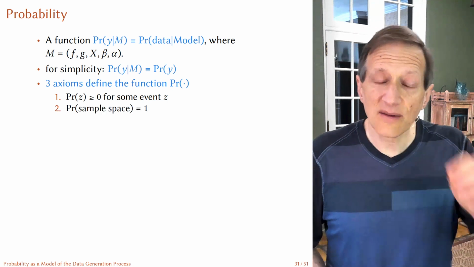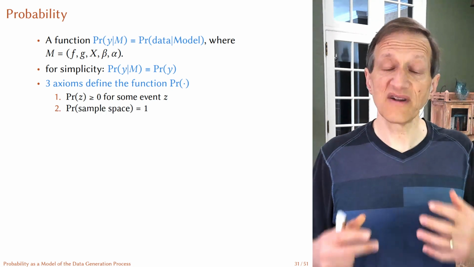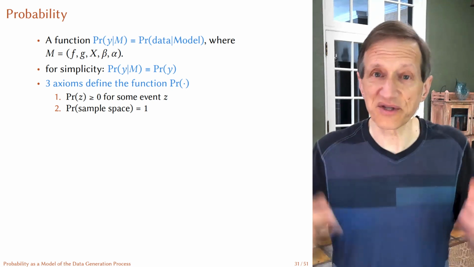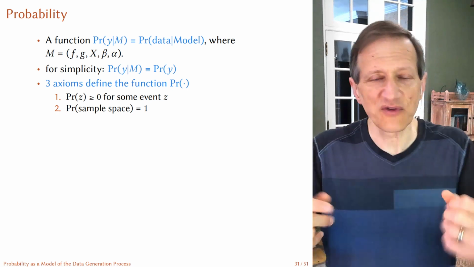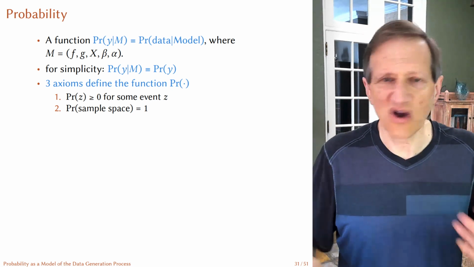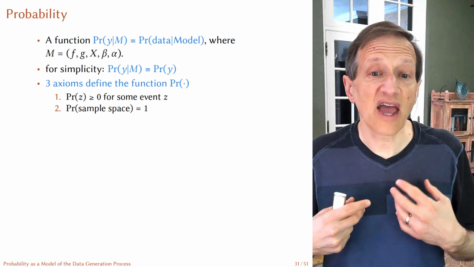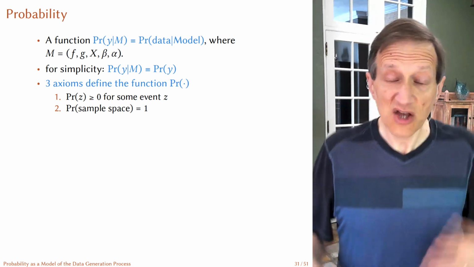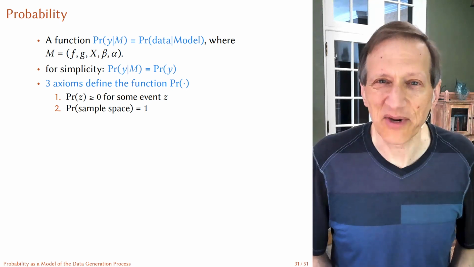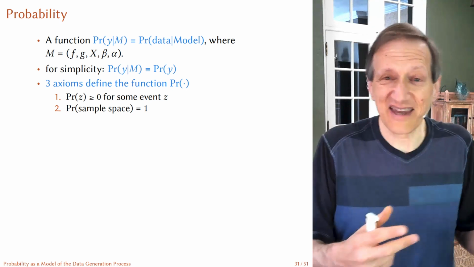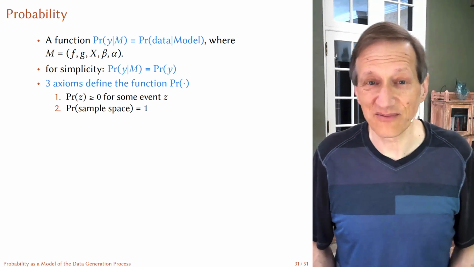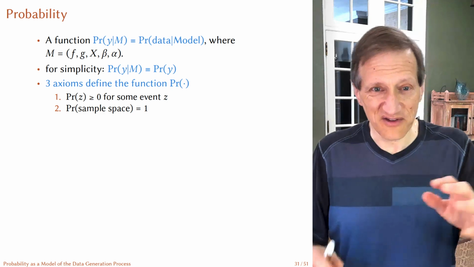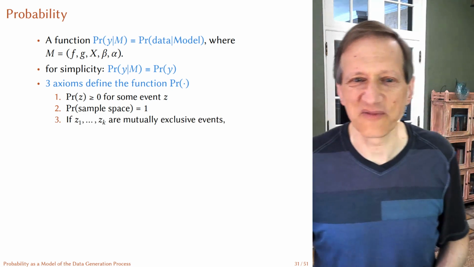Axiom 2 is that the probability of the sample space is 1. So what is the sample space? You run the experiment, you flip the coin, you roll the die, you run the election, and the sample space is the collection of all the things that could happen. So the probability that something's going to happen, including nothing if that's one of the possible outcomes, is 1. Okay, so that's everything. If you combine those two, then this function PR can only be between 0 and 1.